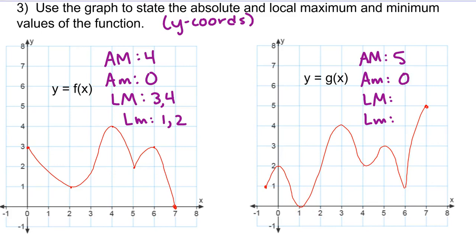Local maxima, we have several. We have something at a height of 2, something at a height of 3, and something at a height of 4.